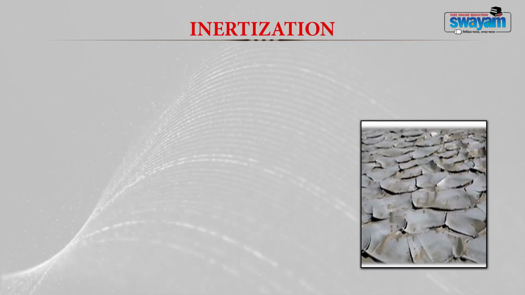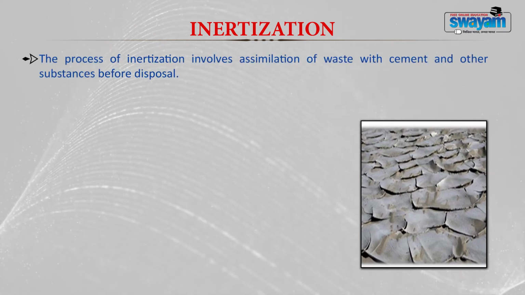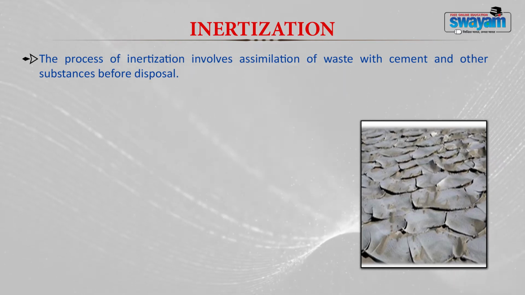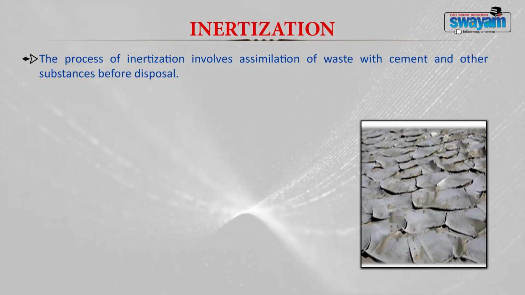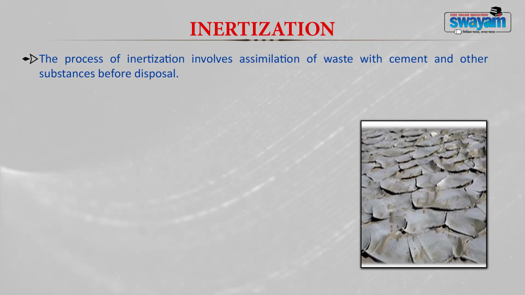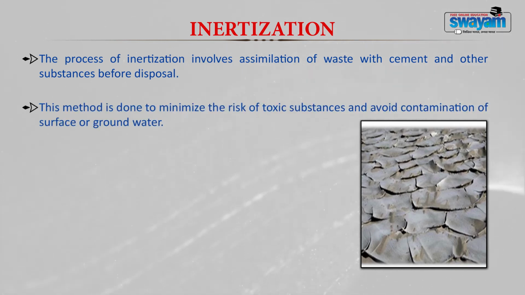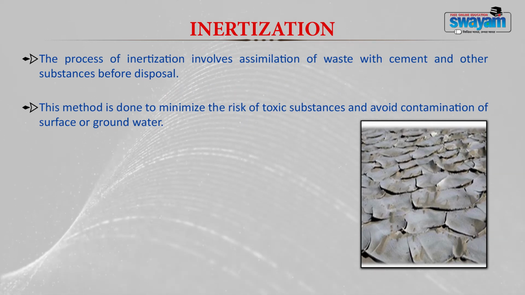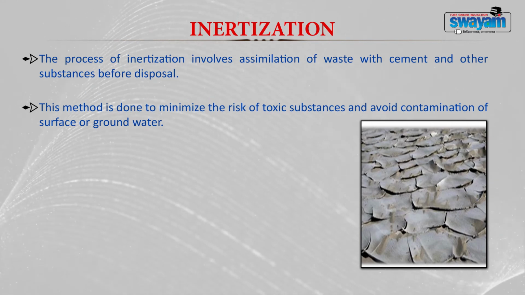The next disposal method is inertization. Inertization is a process where your waste is assimilated or contained in a cement block. How do you do it? The waste is generally mixed with cement or lime and then made into blocks. This method is generally done to minimize the risk of toxic substances escaping out of the waste material, and it will also prevent the contamination of surface or groundwater.